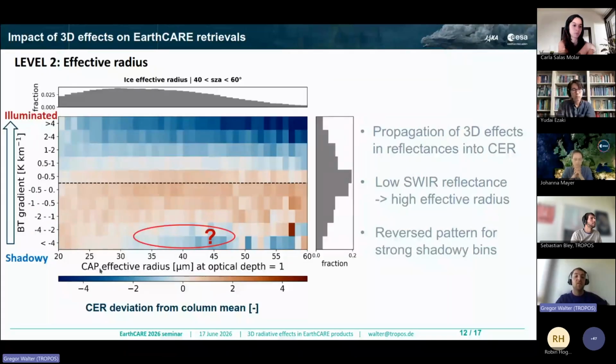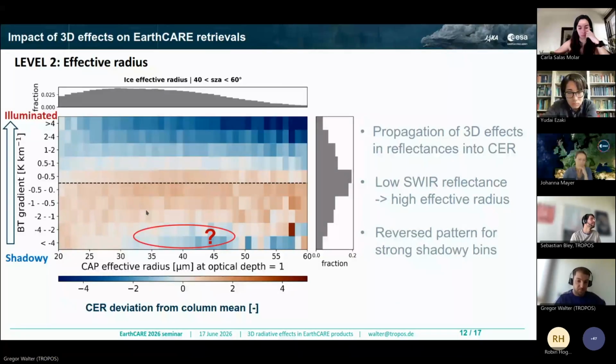We use here the Captivate product at an optical depth of 1 as a reference. And again, the deviation from the column mean. Here we can see again clear biases on the illuminated and the shadowy sides. And for small brightness temperature gradients, the effect can be seen.